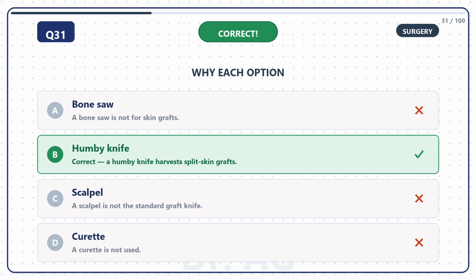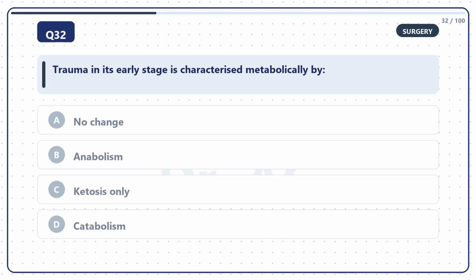Humby knife. Question 32. Trauma in its early stage is characterized metabolically by. Option A. No change. Option B. Anabolism. Option C. Ketosis only. Option D. Catabolism.